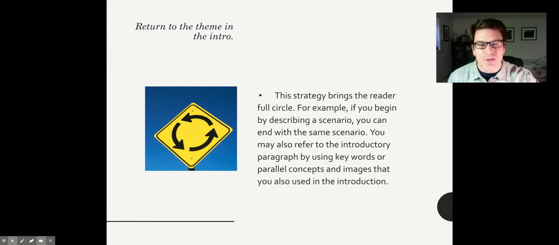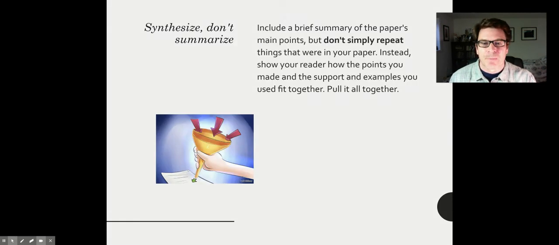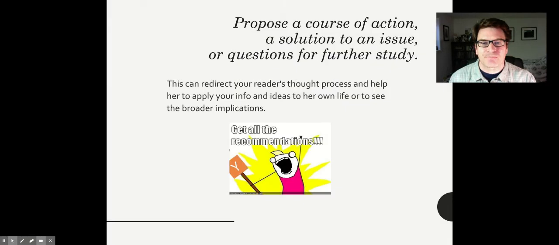In fact, all of those techniques, quotes, anecdotes, questions, all those techniques that work in the intro also work in the conclusion. As I said before, don't just add up everything that you've said in your intro and in your body paragraphs, but try and add a little bit of bringing it all together in the conclusion. That's the synthesis of everything that you've said.